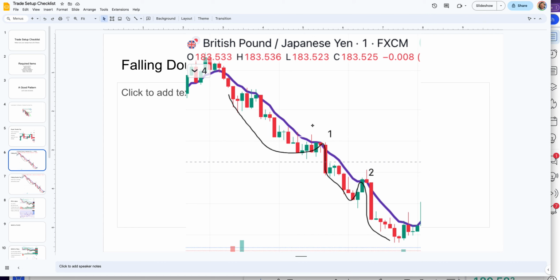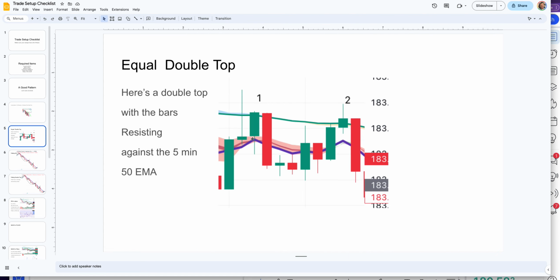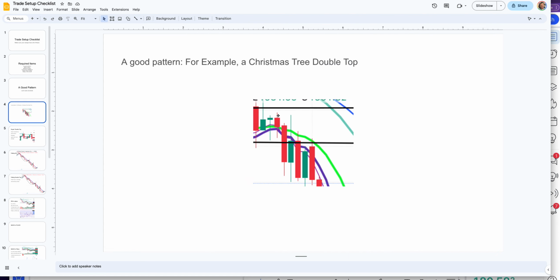Here's one that I picked up off the British pound, and as you can see, price is coming down and then rejects against the 8 EMA sharply, comes down a little bit more, and goes up to the 8 EMA again, kind of crosses over it or on top of it again, and rejects again. So that would be a falling double top as opposed to an equal double top or Christmas tree pattern.